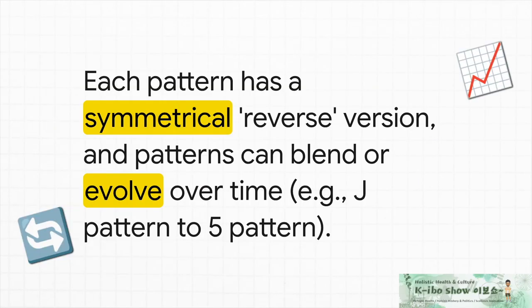But here's where it gets even smarter. It's not just 6 rigid categories. First off, each pattern has a symmetrical, reverse version of itself. And because the body is constantly changing, these patterns can actually blend together or even evolve over time. For instance, a patient might start with a J pattern that later develops into a 5 pattern. That change is a critical signal to the doctor that it's time to adjust the treatment.